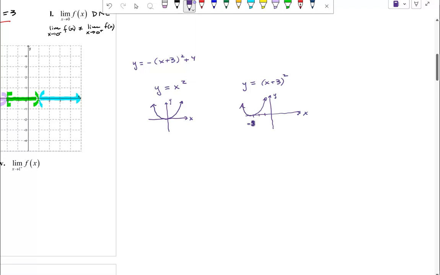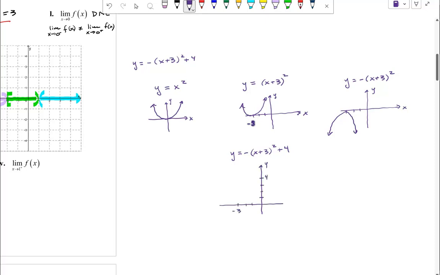If we continue and put a negative in front of that, like this, we get the same function again, shifted 3 units to the left, but now it's been reflected about the x-axis and looks something like that. The last step is to add 4 to the back. And what that's going to do is it's going to move every single point on this curve up 4 units. So this last one is the graph that we want.